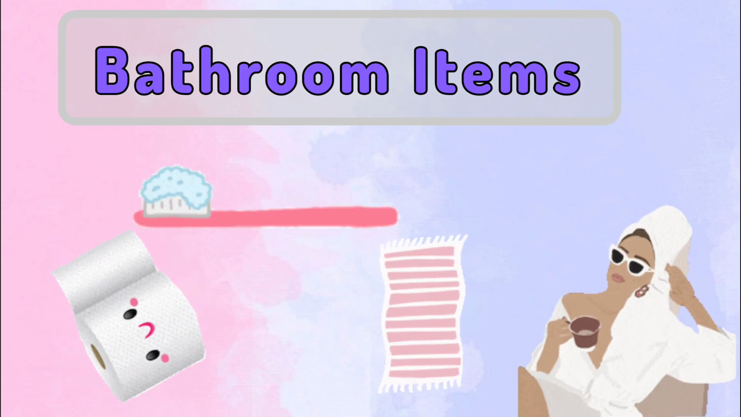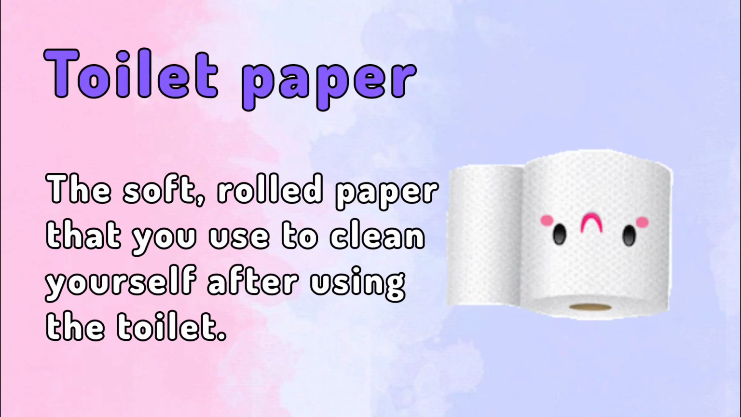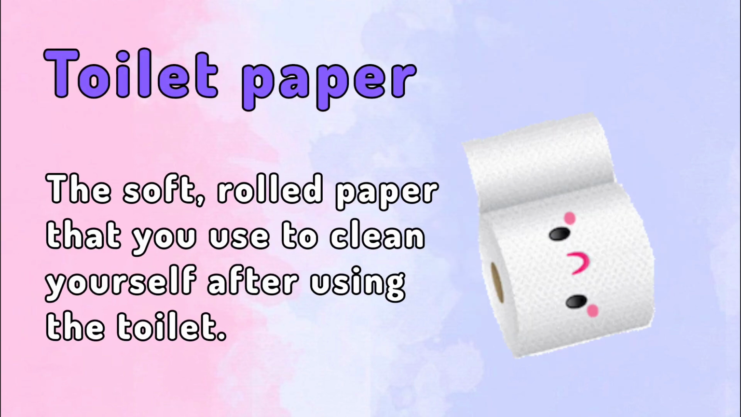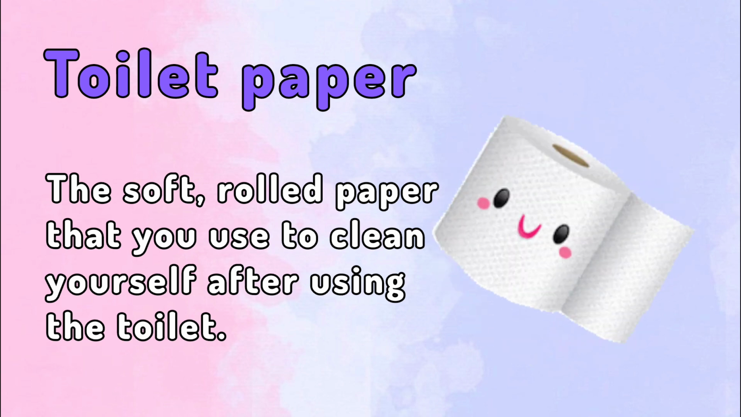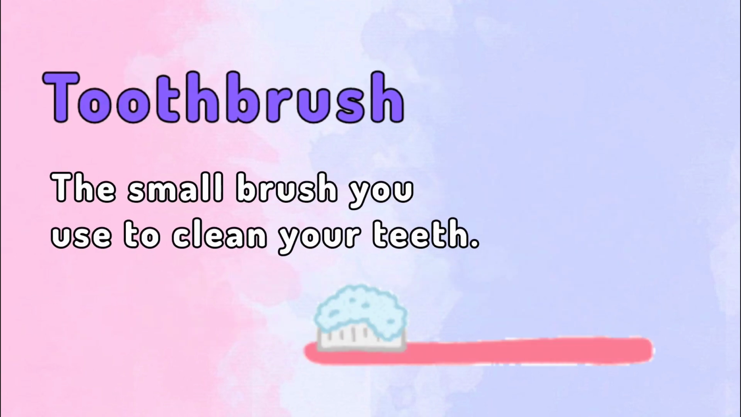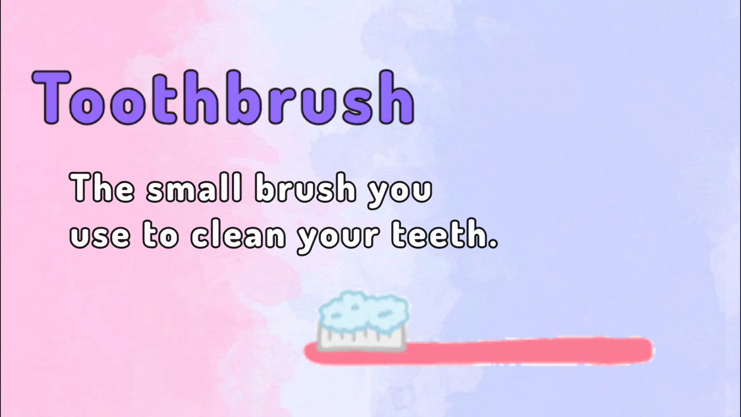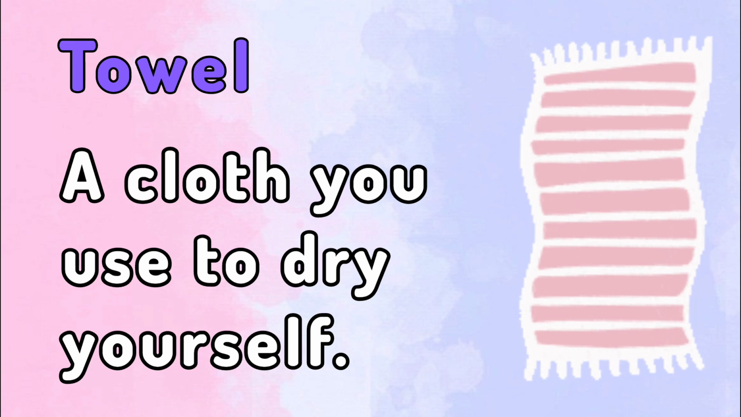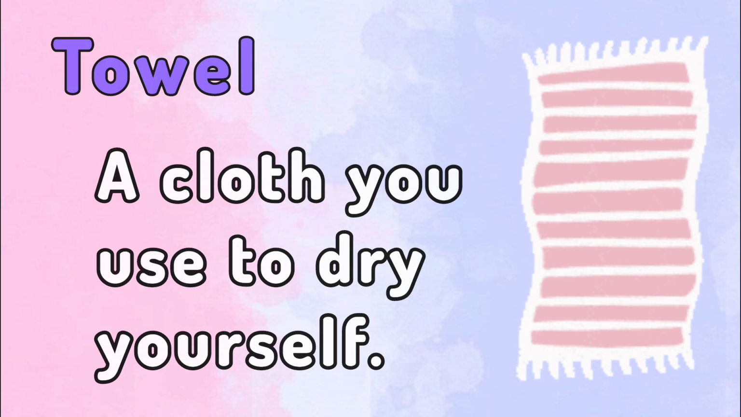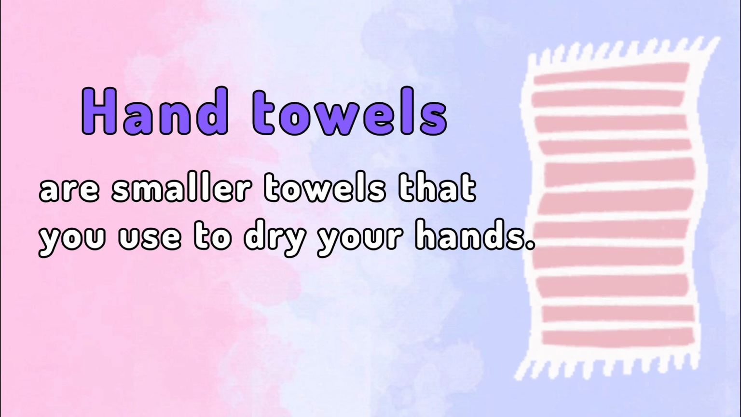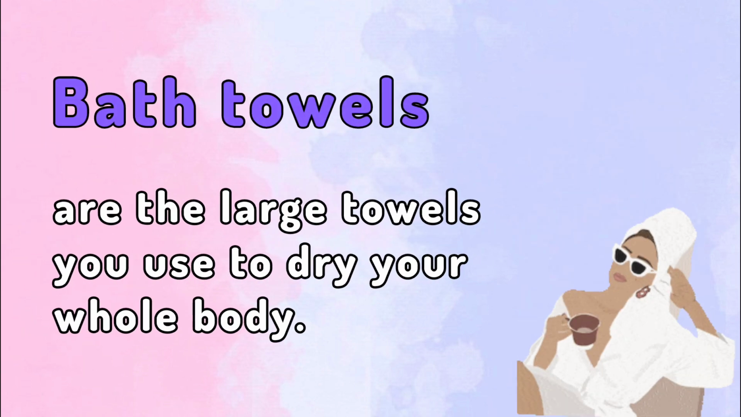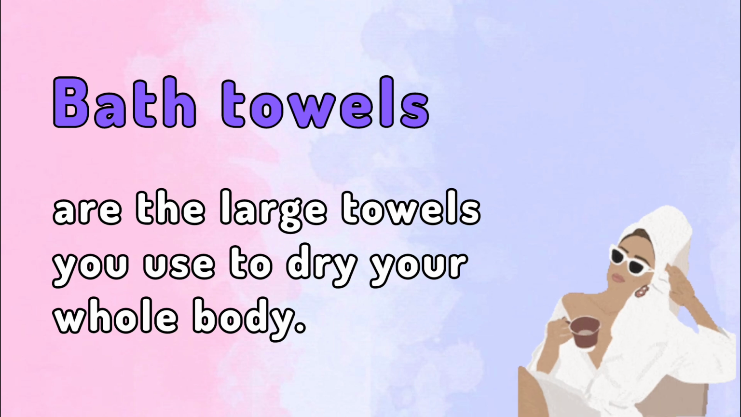Now it's time for bathroom items. Toilet paper, the soft roll paper that you use to clean yourself after using the toilet. Toothbrush, the small brush you use to clean your teeth. Towel, a cloth you use to dry yourself. Hand towels are smaller towels that you use to dry your hands. Bath towels are the large towels you use to dry your whole body.